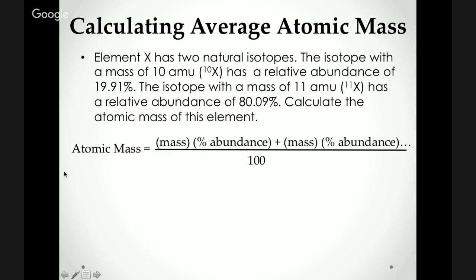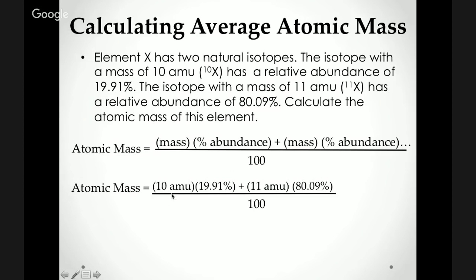Now if we plug in our information, we can see that there's the 10 AMUs times 19.91 plus 11 AMUs times 80.09. And when we do our math, we end up with a final answer of 10.8009 AMUs. You could also just use the unit of U. Now there is more than one way to set this up, but this is the easiest way because you just take the percent numbers and plug them right in.